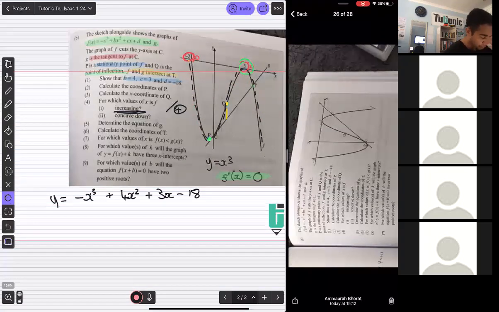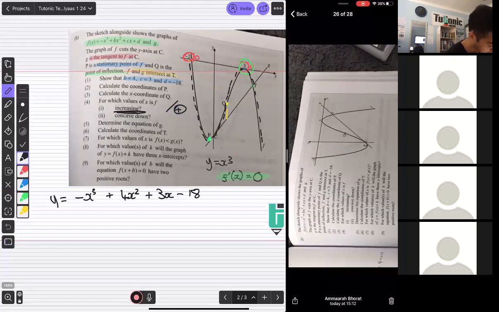And they're asking you where the graph is increasing. In other words, where's the gradient positive? So it's going to be between the turning points. So x must be greater than minus 1 over 3 and less than 3. Exactly. Then it says concave down.